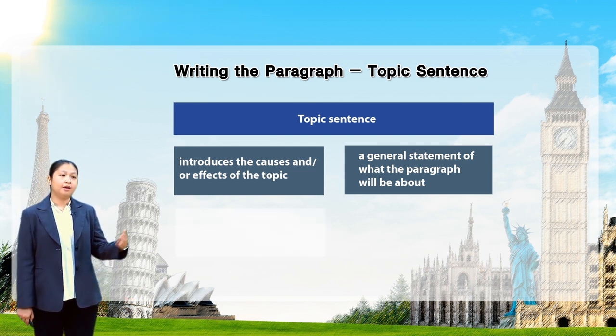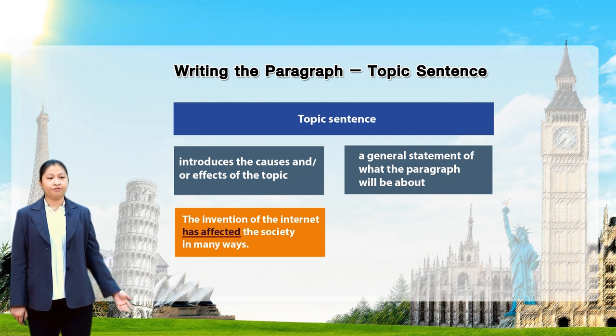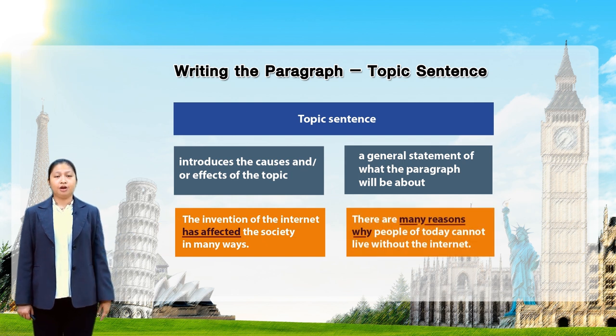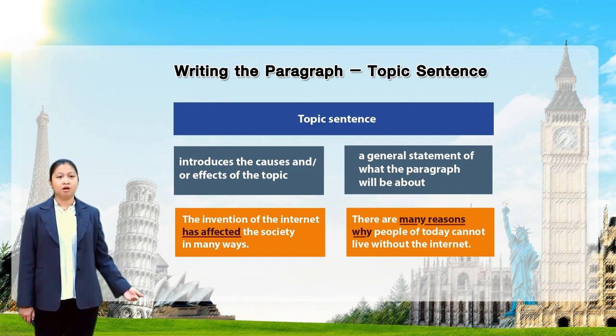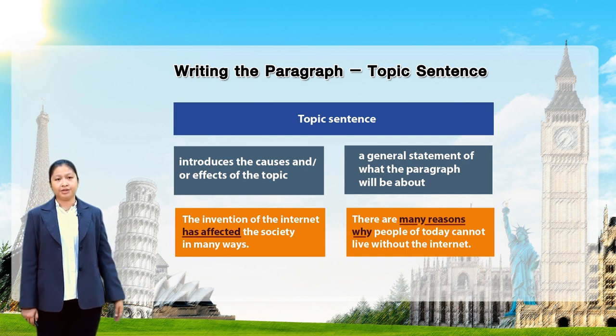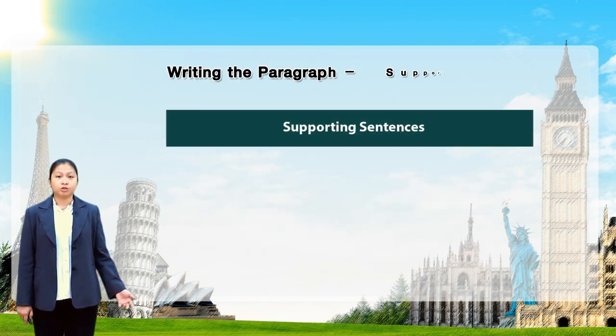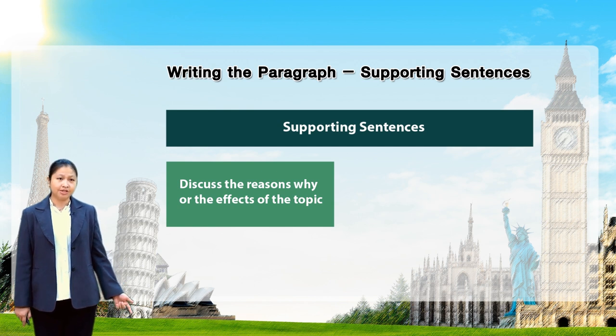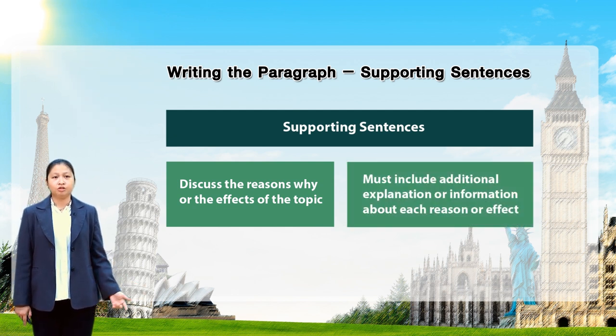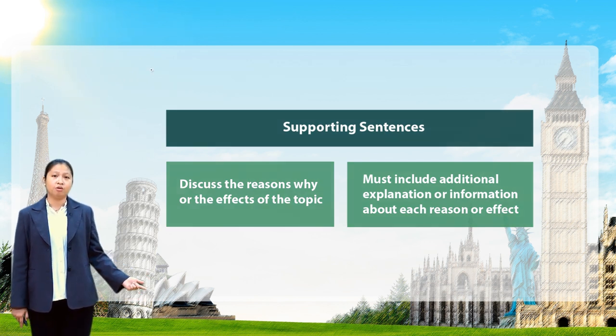Example number 1. The invention of the internet has affected the society in many ways. Example number 2. There are many reasons why people of today cannot live without the internet. So these two sentences are examples for a topic sentence. Second part, supporting sentences, discuss the reasons why or the effects of the topic. When you discuss the supporting sentences, you must include additional explanation or information about each reason or effect.